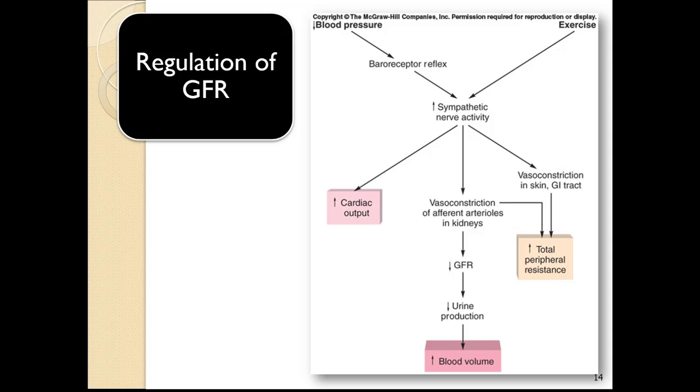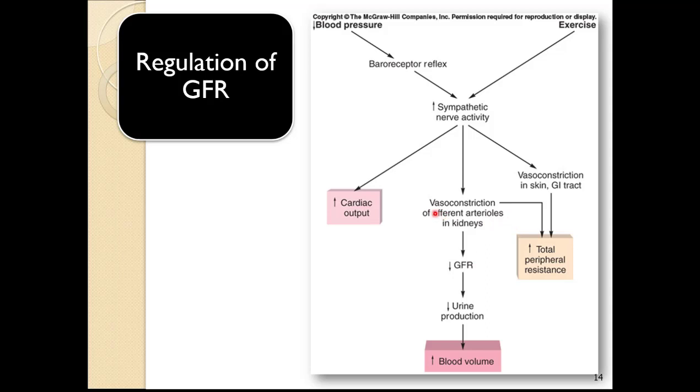So let's take a look here at how some of these systems work as far as regulating the GFR. If we have a decrease in blood pressure, this is going to be detected by baroreceptors, and they in turn are going to trigger an increase in sympathetic nervous activity. So a drop in blood pressure leads to an increase in sympathetic nervous activity. That causes an increase in heart rate and cardiac output. But we can also get vasoconstriction. The vasoconstriction within the kidneys, like we were just talking about, leads to an increase in total peripheral resistance, which increases blood pressure across the entire body.